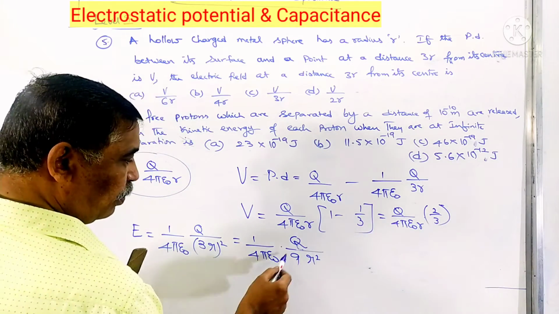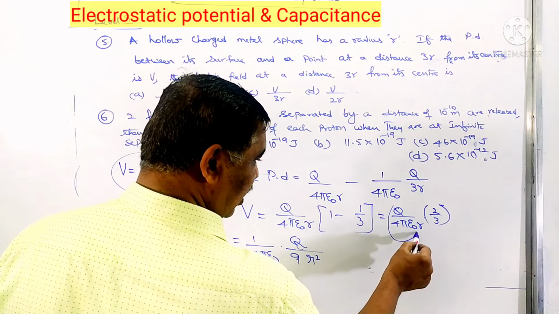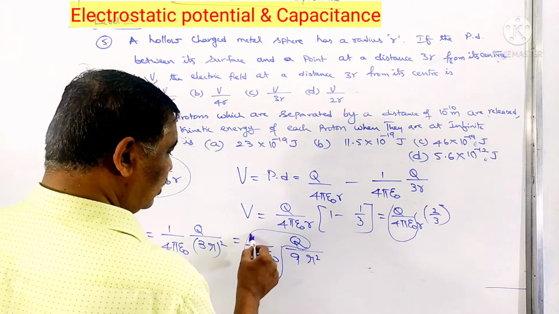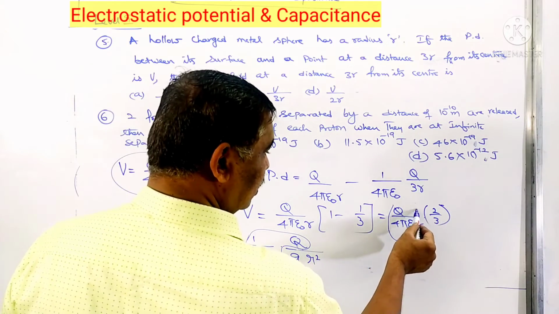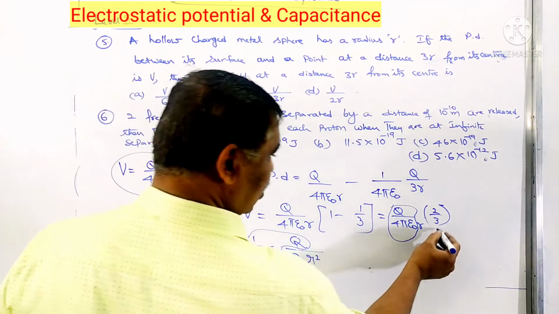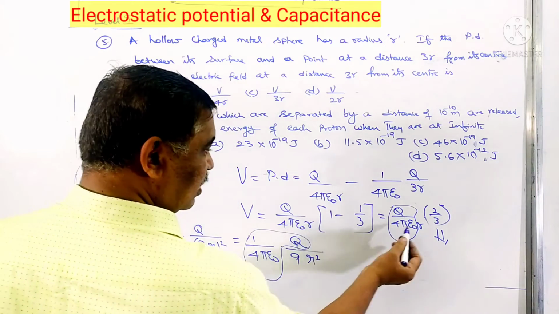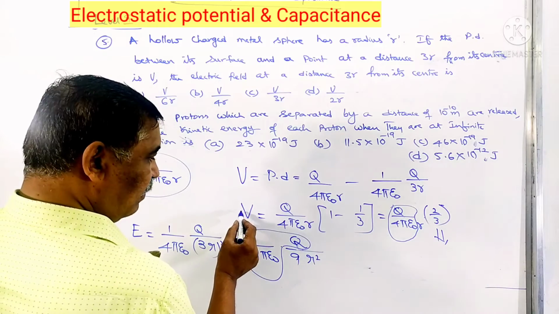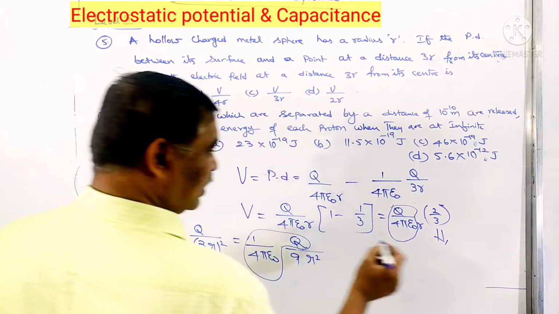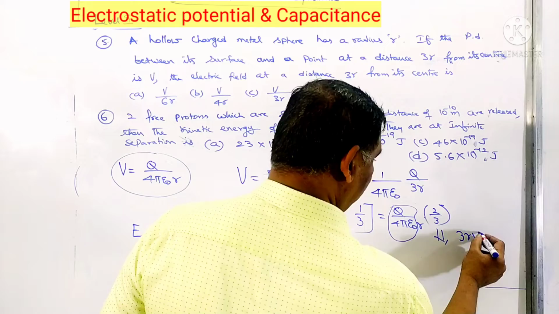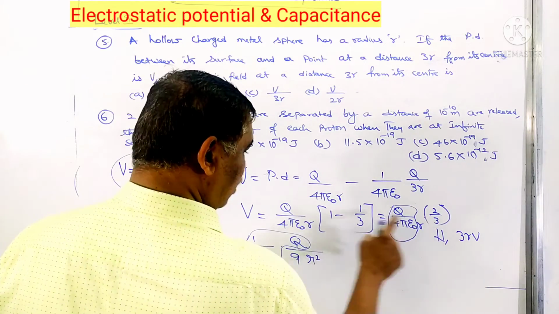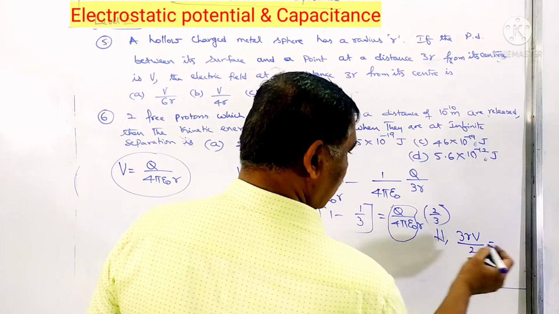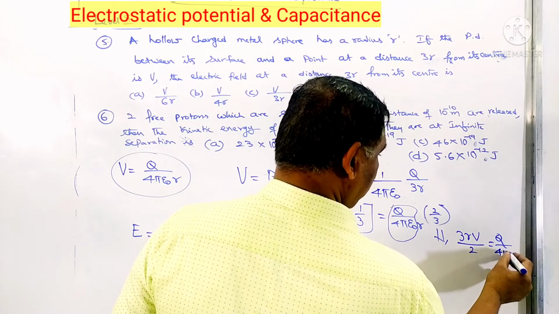What do I do? 1 by 4 pi epsilon naught q, from this equation I replace it. This much I replace from this equation. So I can write q by 4 pi epsilon naught. Send this v to the right, the other side. That becomes 3v. R also, send it to the right side. So 3rv divided by 2 is equal to this one, q by 4 pi epsilon naught.